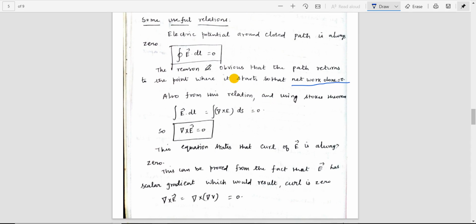Also, from this relation, it is going to be the circulation of the E vector, because we are taking the line integral along the path dl across the E vector. If you are taking the line integral across any vector field, then it is the circulation of that particular vector field. From the Stokes theorem, we know that the circulation of the electric field is equal to the surface integration of the curl of that electric field. So from this relation and this relation, we can come to the conclusion that del cross E is going to be 0. Del cross E is the curl of E. So if you take the curl of an electric field, it is always going to be 0.